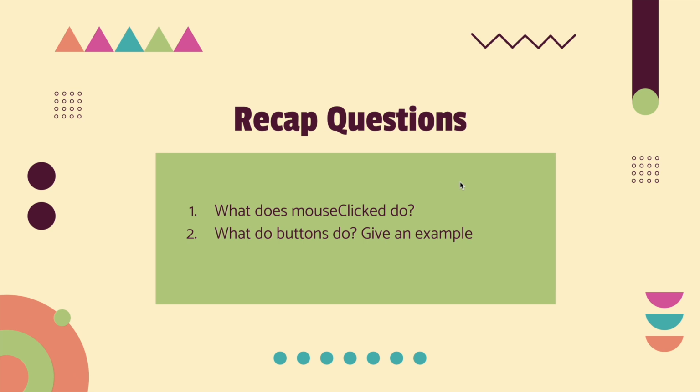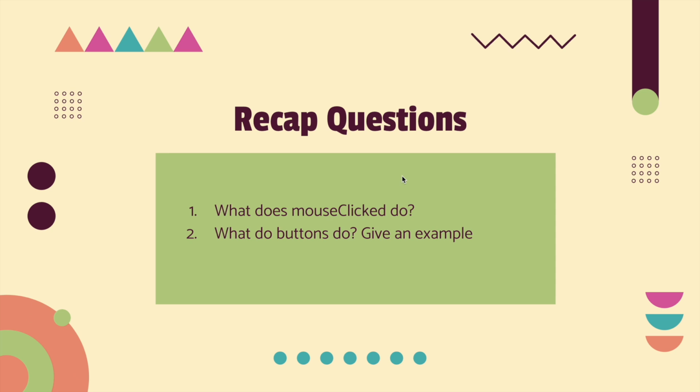So now some recap questions. First, what does mouseClicked do? mouseClicked will check if the mouse has been clicked, and under it you can go ahead and use several if statements to check if other conditions are true before you do something else.